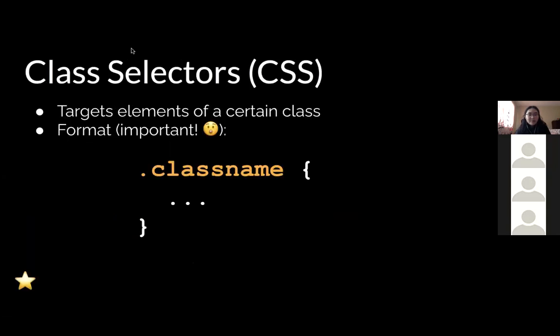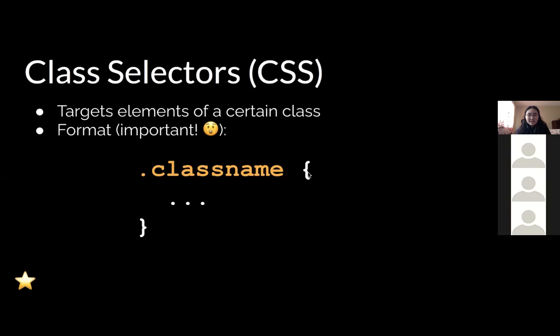For class selectors, we can target specific classes, and the format is really important. You have to put a period right before the class name. We'll show further examples of this, but just remember the period, class name, and then you assign the open curly bracket and the closed curly bracket, and then you put your properties and values as you usually would with the HTML selectors.